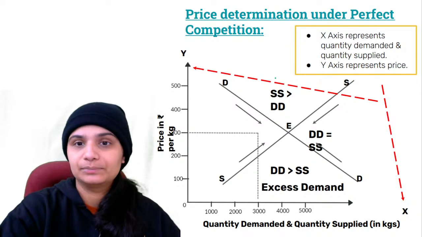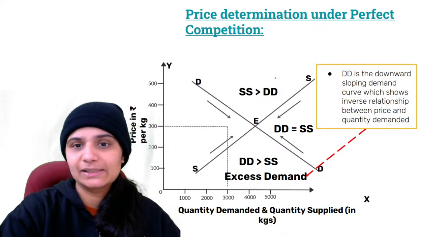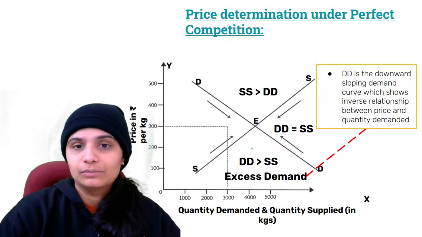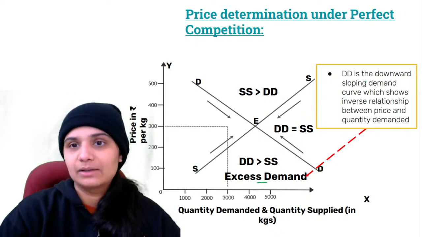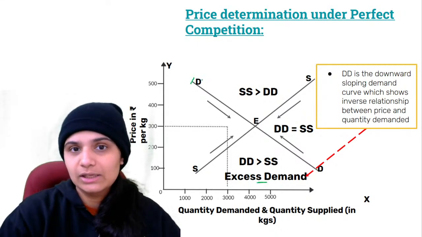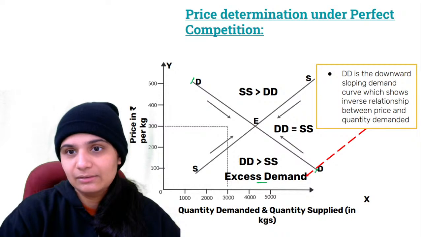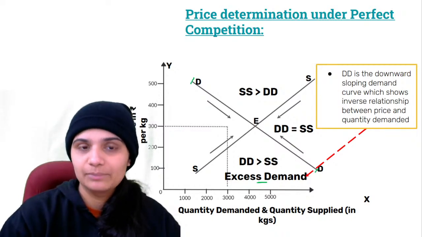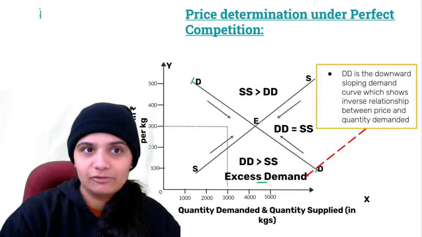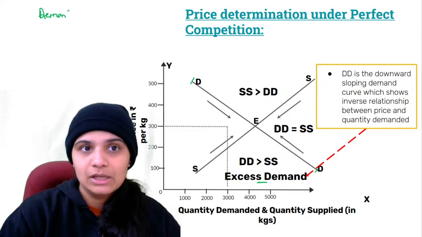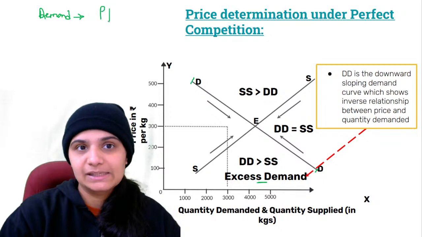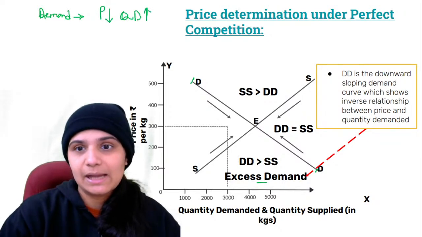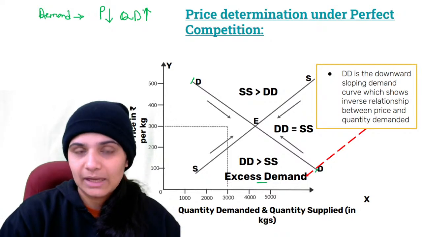So here, x-axis and y-axis. Now, this portion is excess demand. DD is your downward sloping demand line, which shows the inverse relationship between price and quantity demanded. For demand, if we speak about it, what is the law of demand? If price comes down, my quantity demanded comes up, and vice versa.